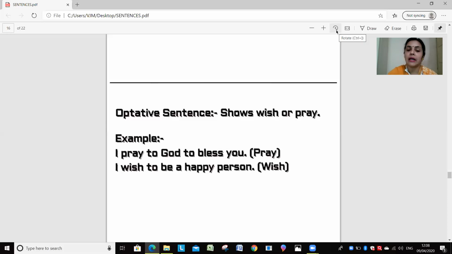For example, I pray to God to bless you. I wish to be a happy person. This is wish, prayer. At times we come across sentences like best of luck, all the best, may luck be with you, may God be with you. In this manner, whenever we are using these sentences, we call them optative sentences.